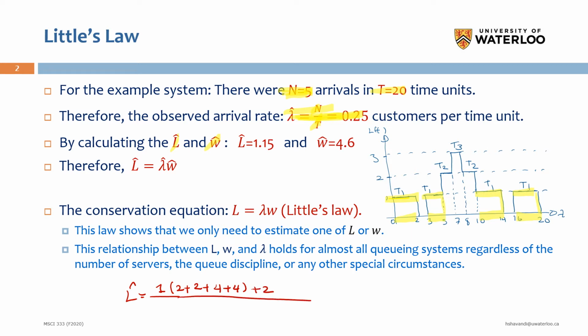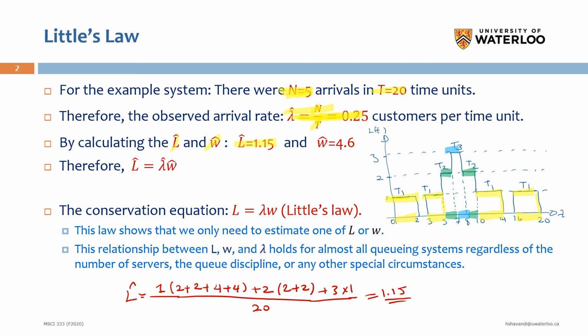And we have 2 customers in the system for 2 minutes here, and again 2 minutes here. So that will be 2 customers for 2 plus 2 minutes, and we have 3 customers in the system for just 1 minute. So it will be 3 times 1, and then dividing by 20, this will be 1.15, the number that we have right here.